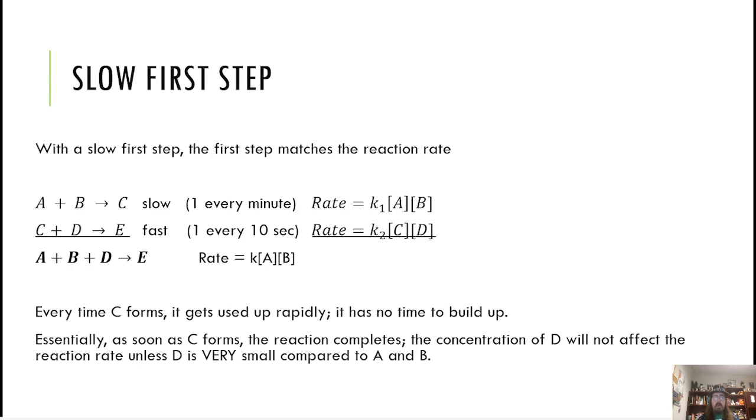So, if the first step is slow, this is what we kind of see. So, generic reaction where A, B goes to C, and then C reacts with D to form our product E. With a slow first step, we only see a direct relationship of A and B together. So that every time a C forms, it gets used up. It has no time to build up to any sort of concentration. So the reaction completes, and the concentration of D will not affect the reaction rate unless D is so small that it bottlenecks it in a different way.